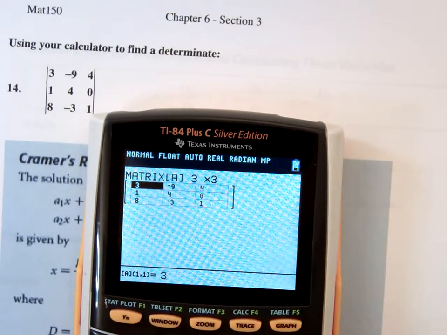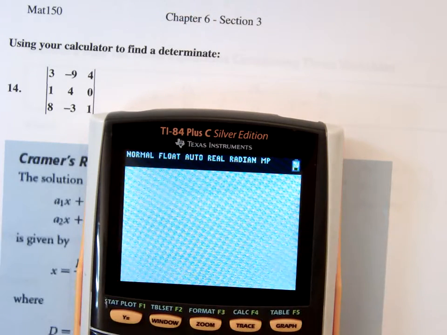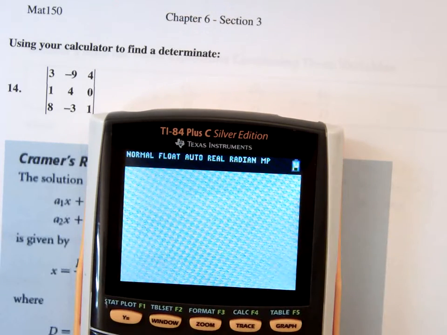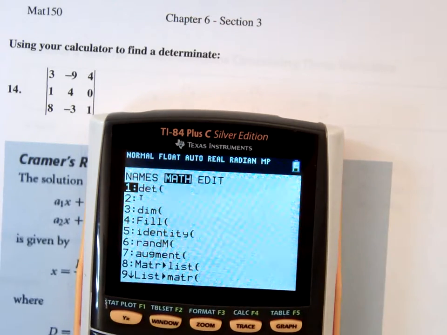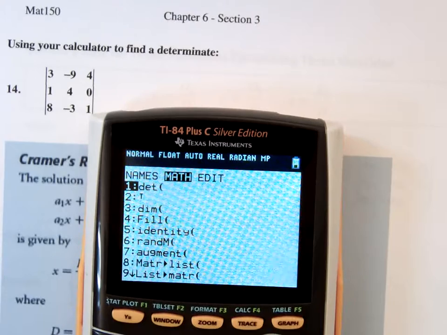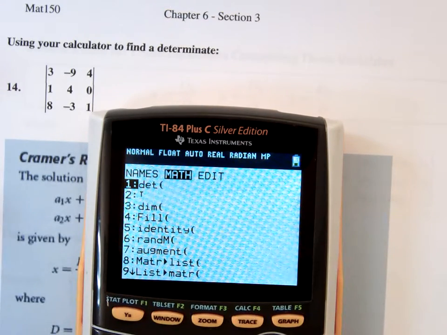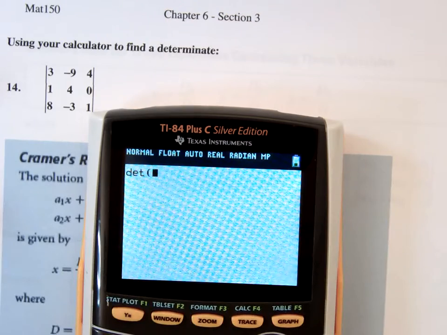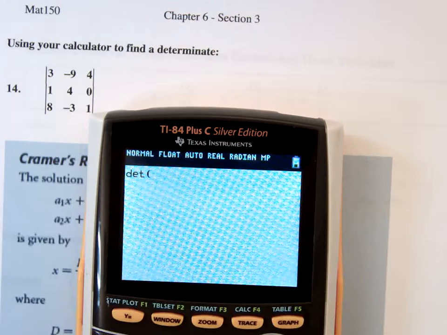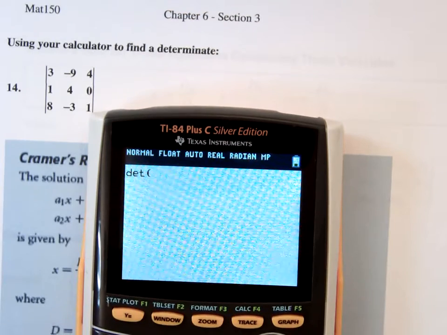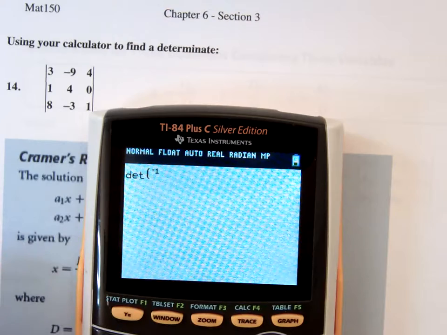So now I'm going to come back out. I have to quit because that's the way the matrix editor is. Now I need to go back into matrix, math. Notice what's at the top of the list: DET, remember that was a determinant. And it says, what do you want to take the determinant of? Where's my determinant? In matrix A, right? So matrix, oops, sorry.